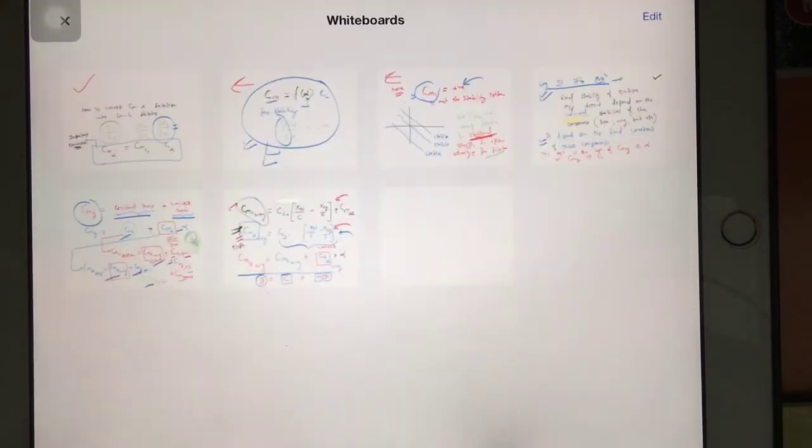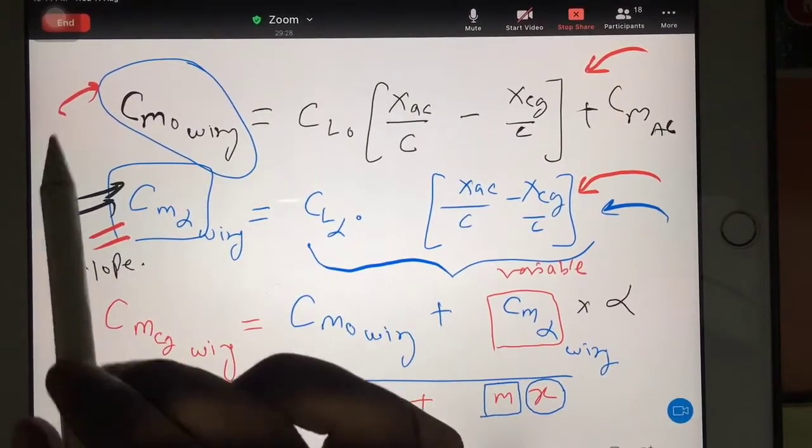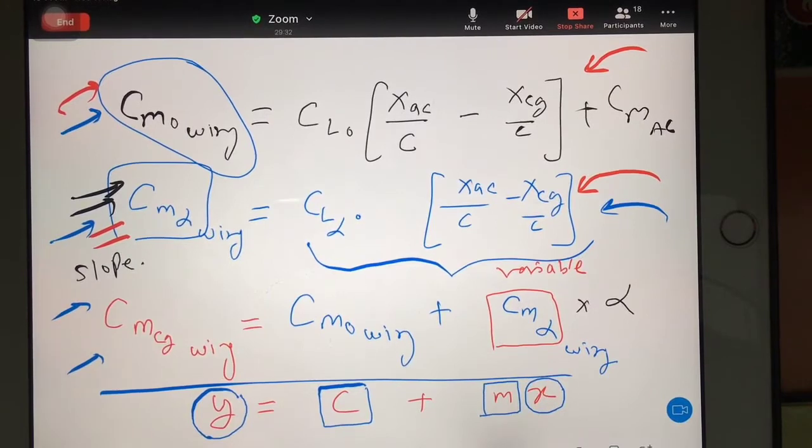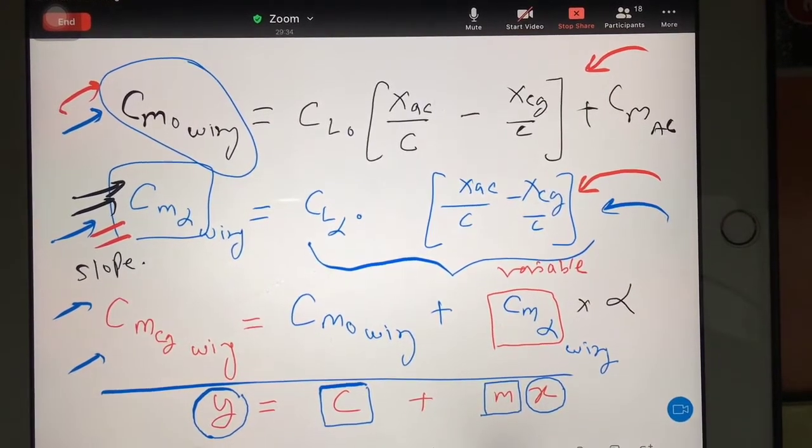Then in the next page, we are taking the formula for the wing, right? So wing formula over, now you take the tail formula.